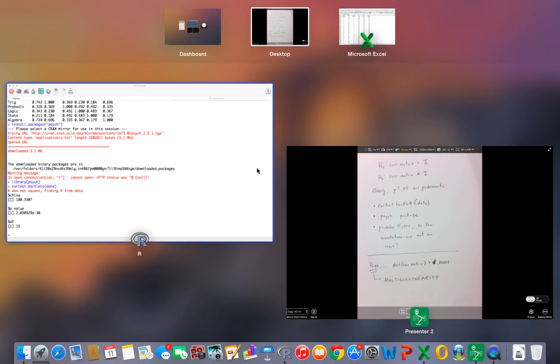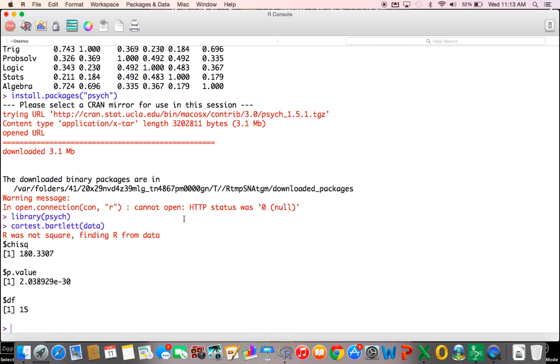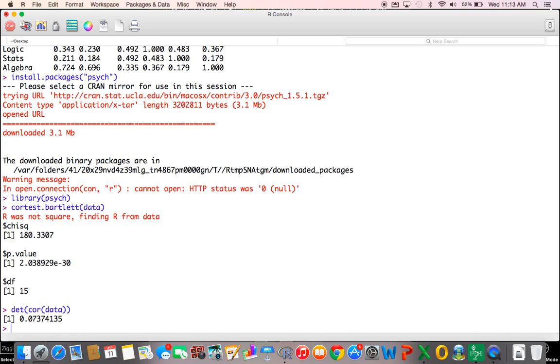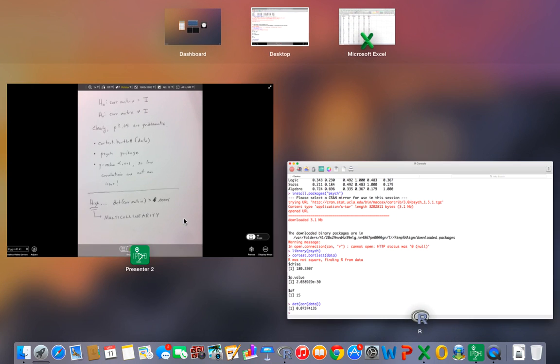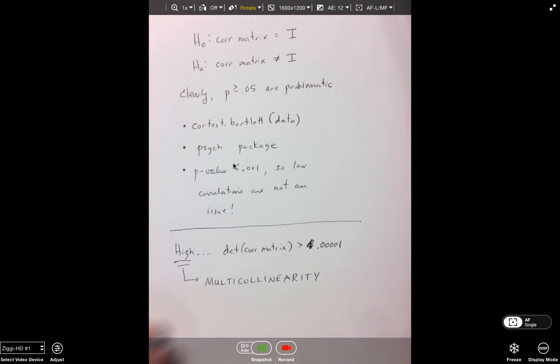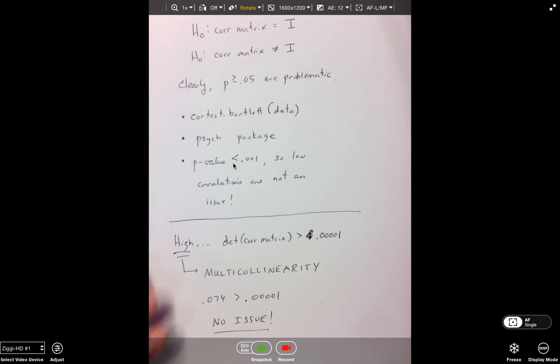So, guys, let's jump out, go back to R. Let's run the determinant of our correlation matrix. And we get a value for the determinant of 0.074. So 0.074 is clearly bigger than this. And we have no issue, okay?